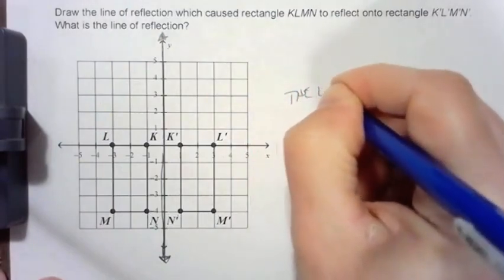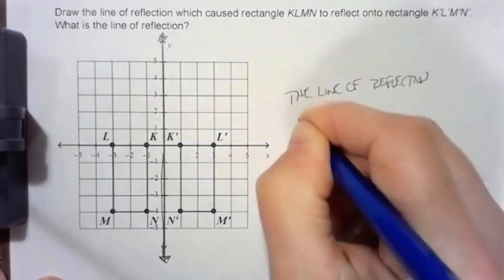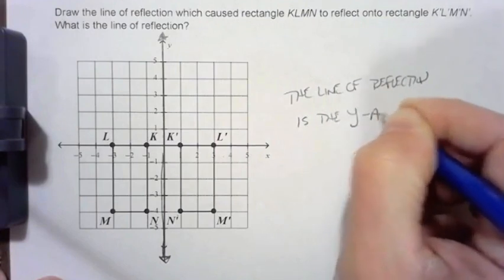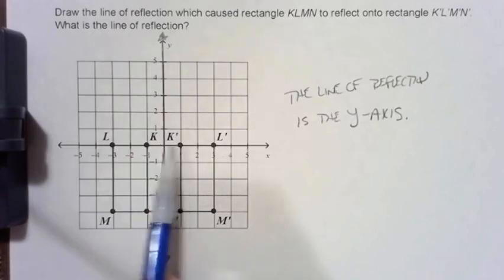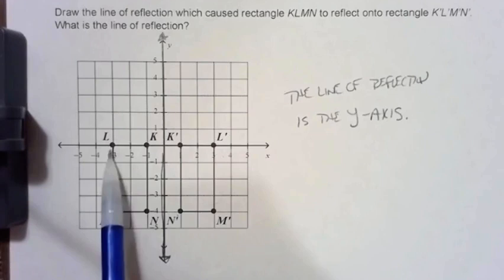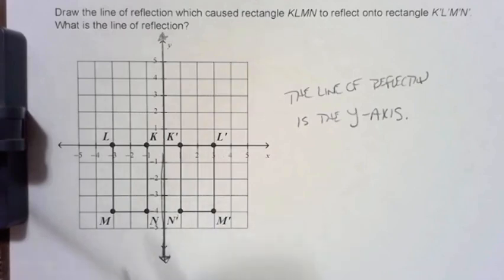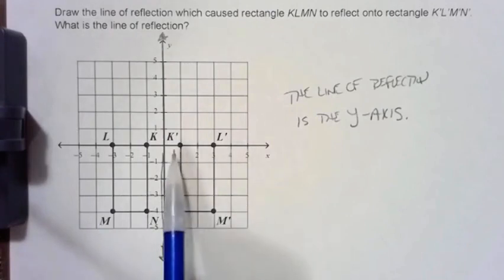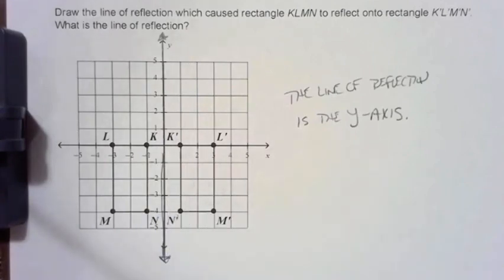Okay, the line of reflection is the y-axis. Okay, K and K prime are 1 unit away from the y-axis in different directions, just like N and N prime. And points L and L prime are 3 units away from the y-axis in different directions, just like points M and M prime. Okay, so since we have reflected over the y-axis, these coordinates are going to have opposite x coordinates, but the same y coordinate.